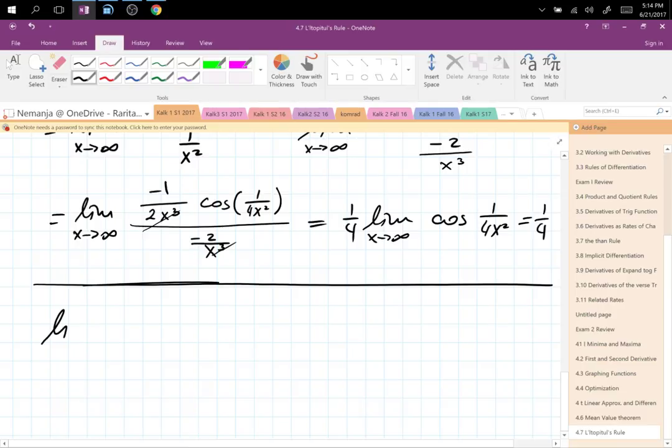So here's the problem for you to enjoy. I'll give you about 19 seconds. Limit as x goes to pi over 2 from the negative side of x minus pi over 2 times tangent x. I don't know why I have these parentheses, we don't need them.